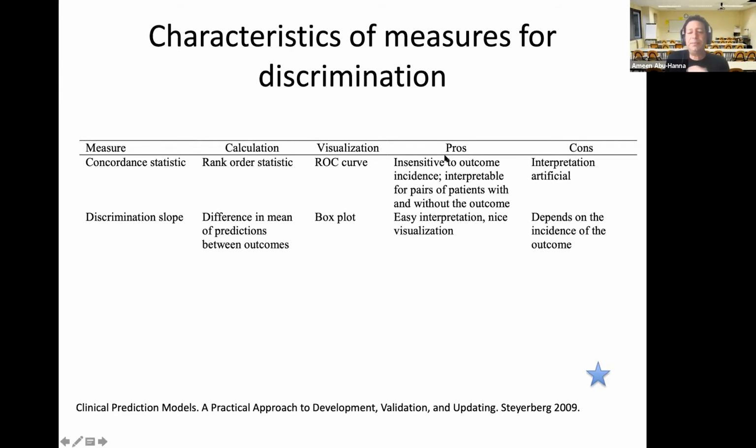The pros: it is insensitive to outcome incidence. Sometimes that can actually be a problem, but in general, the AUC is robust to the incidence. It is interpretable for pairs, as we saw, and the con is that the interpretation is a bit artificial. The discrimination slope that we discussed first, the calculation is just the difference in the means of the predictions between the outcomes. The visualization is a box plot. The pros are easy interpretation and visualization, but it depends on the incidence of the outcome.